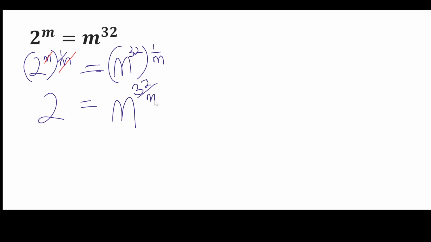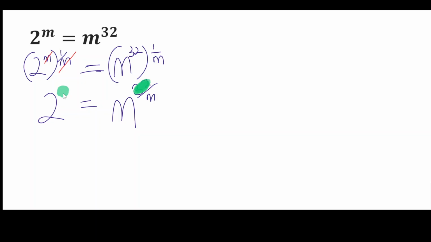Please don't forget, this is one of the laws of indices. When we have a to the power of b, enclosed in a bracket, then to the power of c, all we need to do is multiply the powers, which gives a to the power of b multiplied by c. And that's what I did here. So 32 multiplied by 1 over m gives 32 over m. Now, the next thing we need to do is find a means of removing this 32 from here and giving it to 2 here.